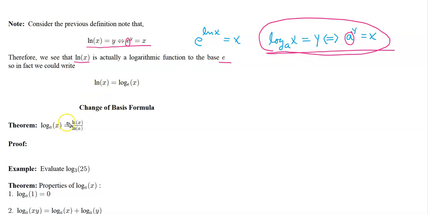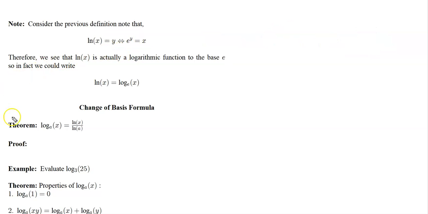Now let's take a look at the relationship between log base a for any a and the natural logarithm of x. So here we have a theorem, and it states that log base a of x equals ln x divided by ln of a. So let's take a look at the proof of that.